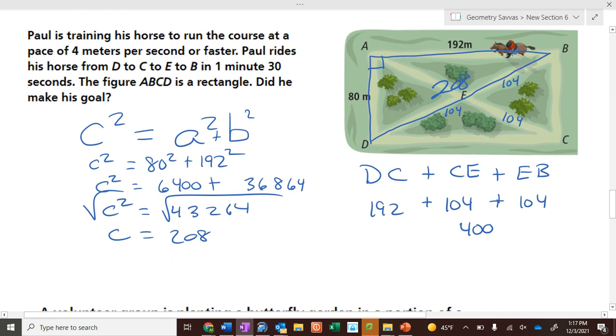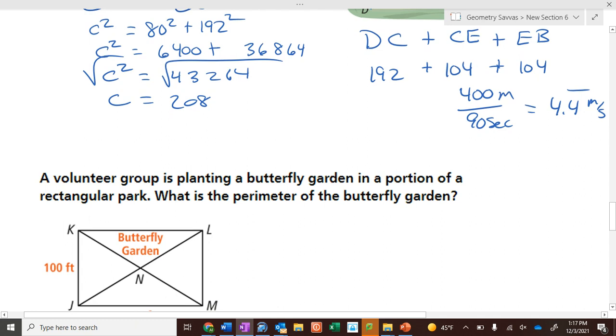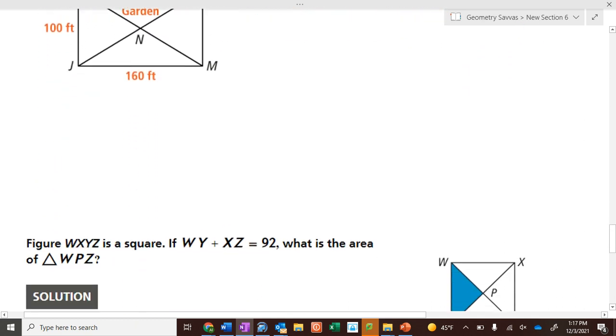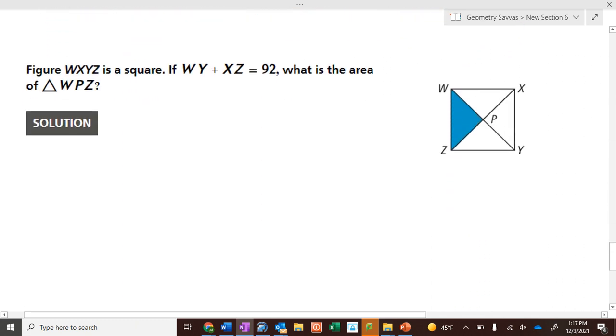Now, he rode that course in 1 minute and 30 seconds, which is how many seconds? 90. So 400 meters over 90 seconds is 4.4 repeating meters per second. Is that faster or slower than 4 meters per second? Faster. So the horse is already doing what it's supposed to. Okay, I'm going to skip over that in concerns of time.